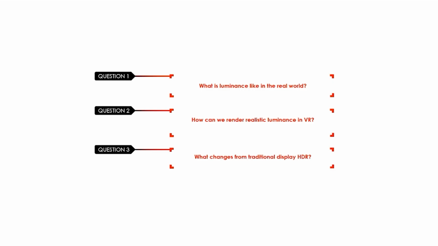This project sets out to find preliminary answers to these questions. First, if we're trying to recreate the real world in a virtual environment, what sort of luminances would we expect to see? Then, how can we recreate those realistic luminances in VR given hardware limitations? Finally, if we show realistic luminances to viewers, how do their perceptions in VR differ from their perceptions if they were looking at a traditional display like a television?